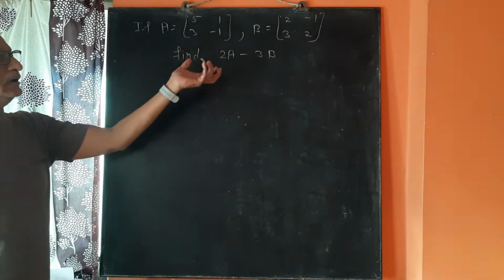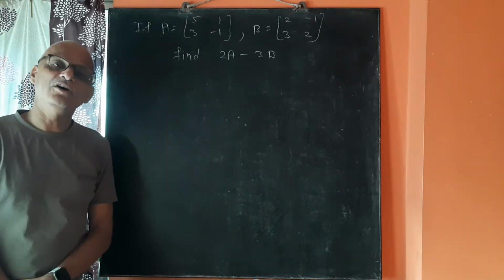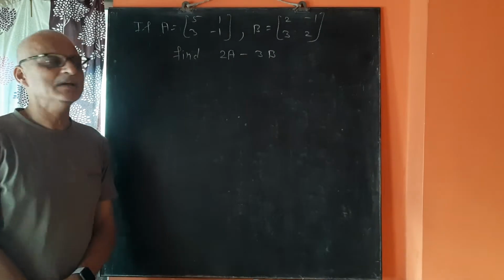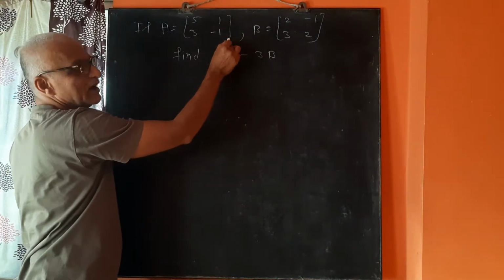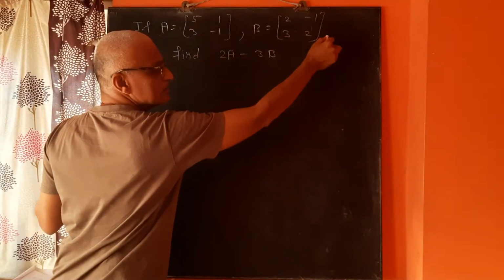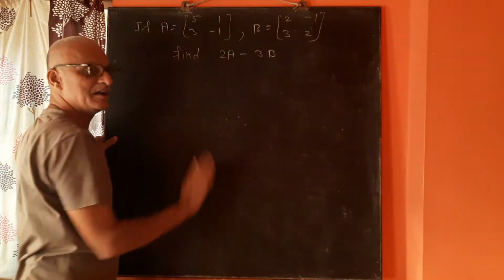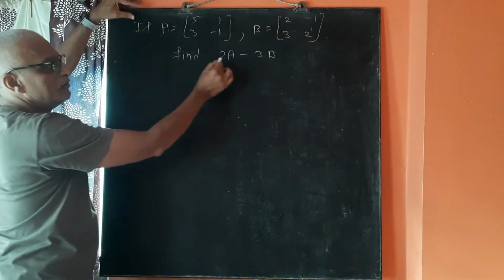Again, what is the basic condition of addition or subtraction? The order of the matrices should be the same. Here, what is the order of A? 2 rows and 2 columns, that means 2 by 2. Order of B, again 2 rows and 2 columns, so this is also 2 by 2. That means both matrices A and B have the same order, that is 2 by 2. We have to find out 2A minus 3B.